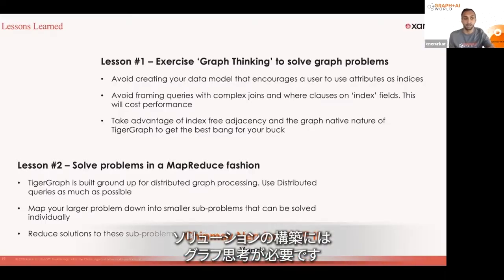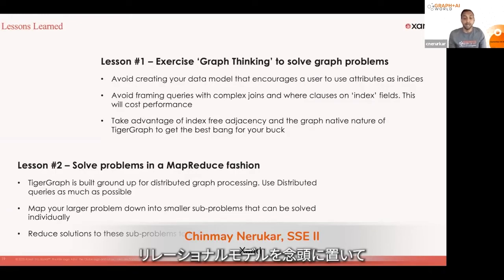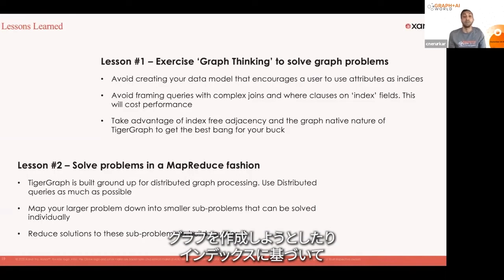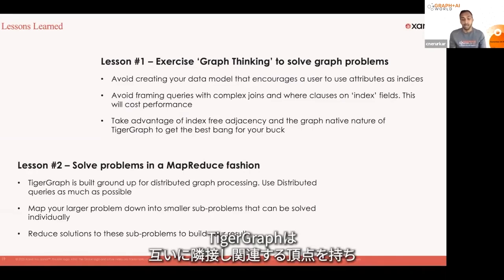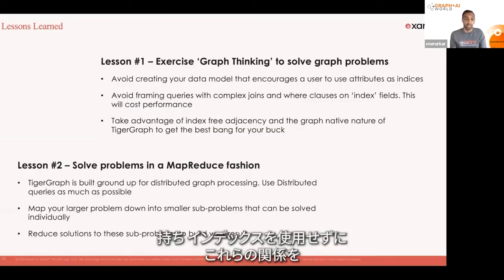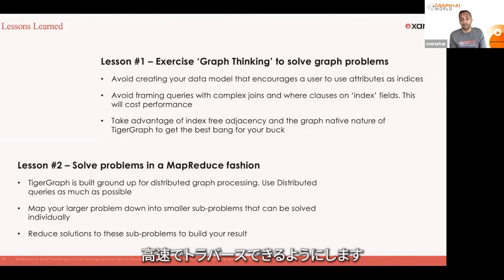When you're building a graph solution, you need to exercise graph thinking. If you try to build your graph with a relational model in mind that relies heavily on building indices, and your queries work by creating joins and where clauses on these indices, you're not going to get too far in the graph world. As a graph-native database, TigerGraph stores related vertices adjacent to each other and allows you to traverse these relationships extremely fast without having to use indices.